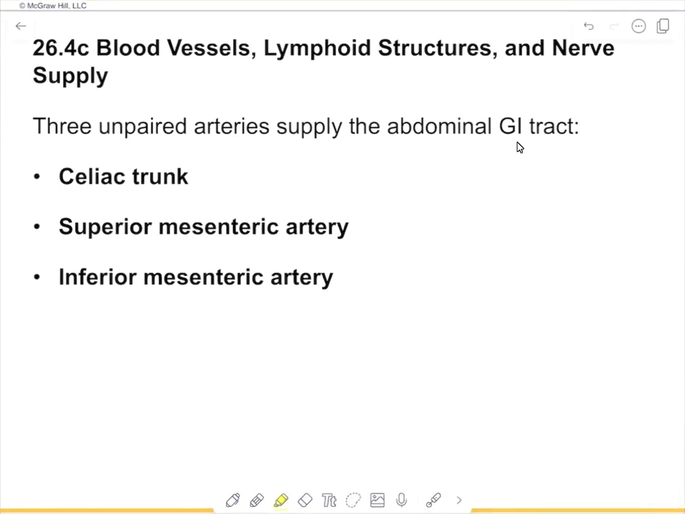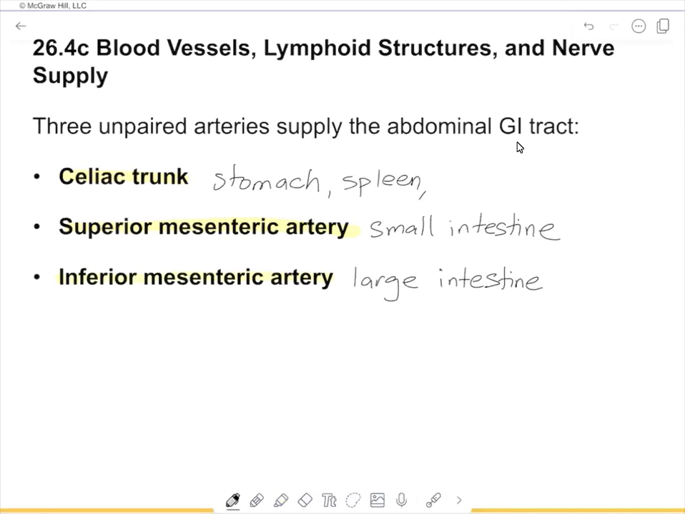There are three unpaired arteries that supply the abdominal GI tract, and they include the celiac trunk, which has been discussed before, the superior mesenteric artery, which is going to deliver blood to the small intestine, the inferior mesenteric artery, which is going to deliver blood to the large intestine, and the celiac trunk is delivering blood to the stomach, the spleen, as well as the hepatic portal system.